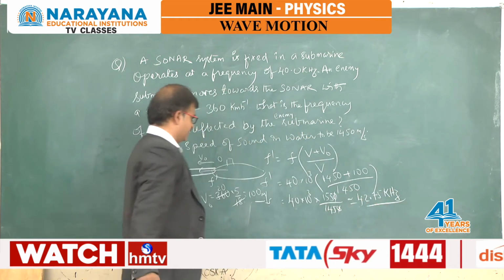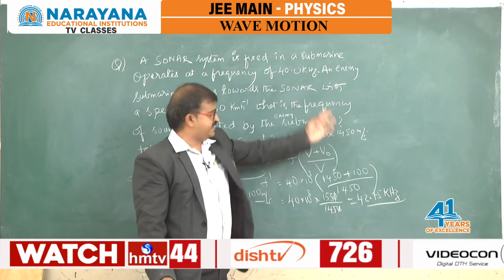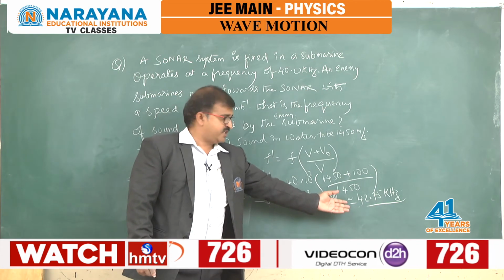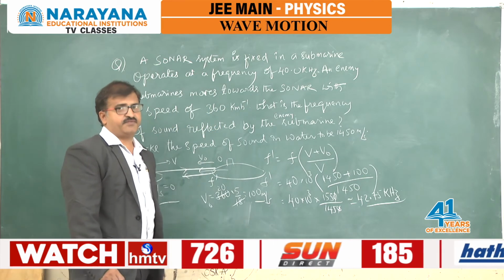So the initial frequency generated is 40 kHz. The received frequency due to relative motion is 42.75 kHz. That is the reflected frequency.